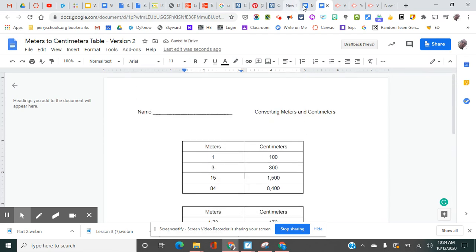All right. So yours looks like this. Same thing, different numbers. If you need any help with anything, you can reach out to me. We were able to learn about converting meters and centimeters today. That was our goal. All right. Good luck.